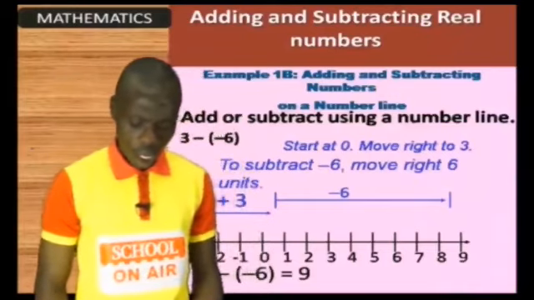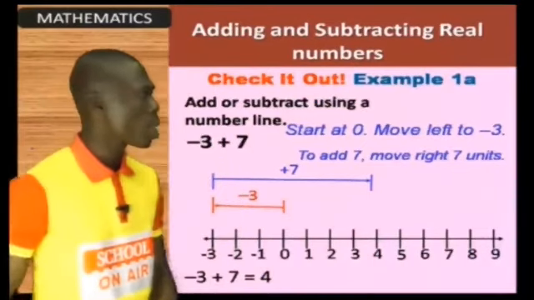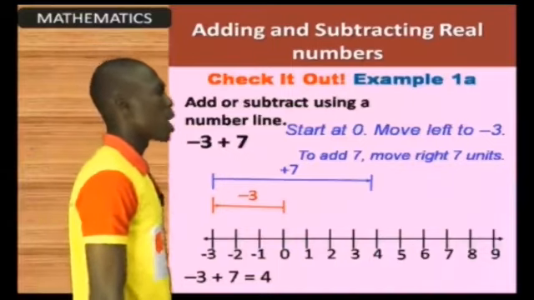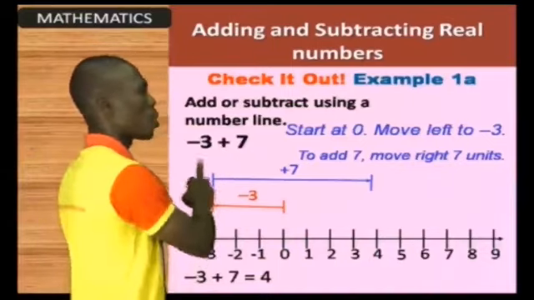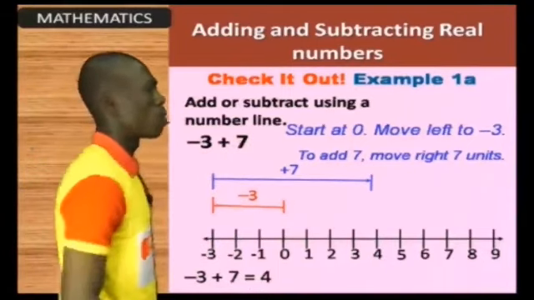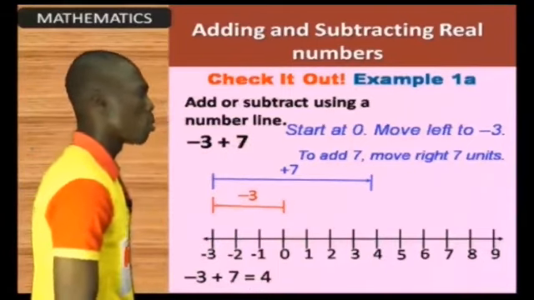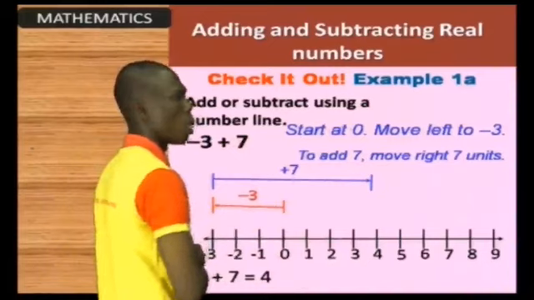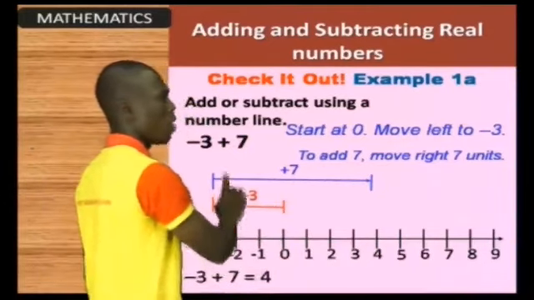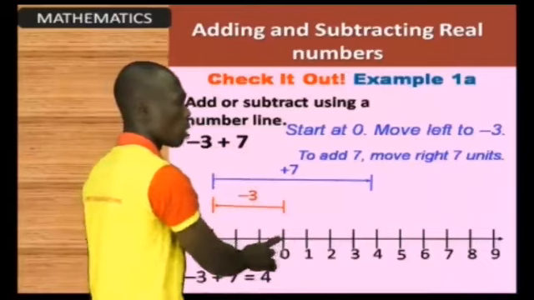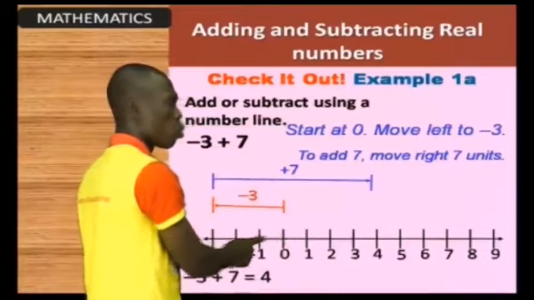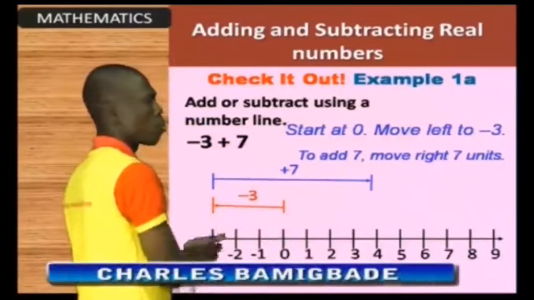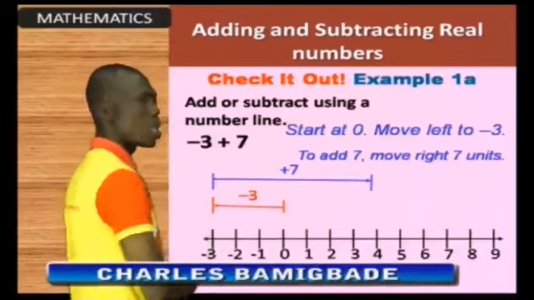All right, so let's proceed and check this one out. You have add or subtract using a number line. Minus 3 plus 7. Now again, we start at 0 and move left to minus 3. Now this is point 0. Now I have minus 3 plus 7. So from point 0, I move 1, 2, 3 to minus 3. And then after having done that, we now need to add 7 to this minus 3.